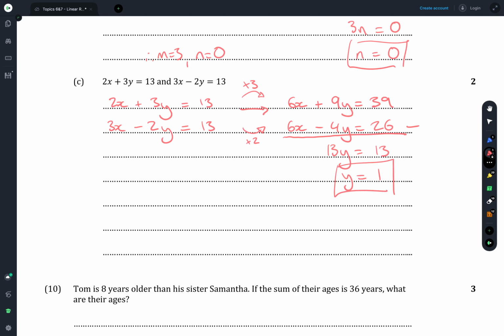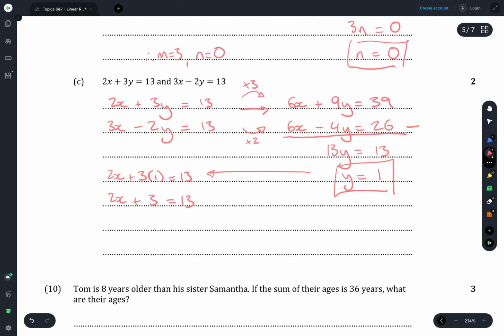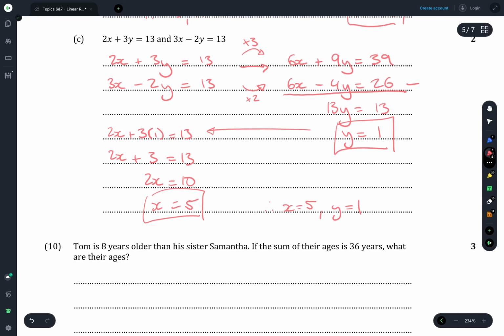And so now that I have y equals 1, I can now substitute this back into, again, either of the equations. So I'm going to just do 2x plus 3 times 1 equals 13, just substituting into that first equation. Again, making sure that we're substituting it in for the right number. So I need to replace the y with 1. So we get 2x plus 3 equals 13. 2x equals 10. x equals 5. And so therefore, x equals 5, y equals 1.